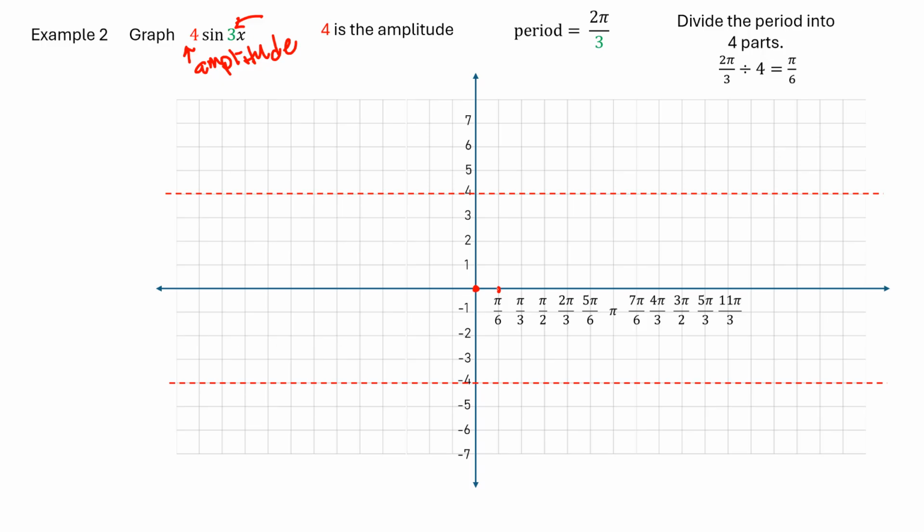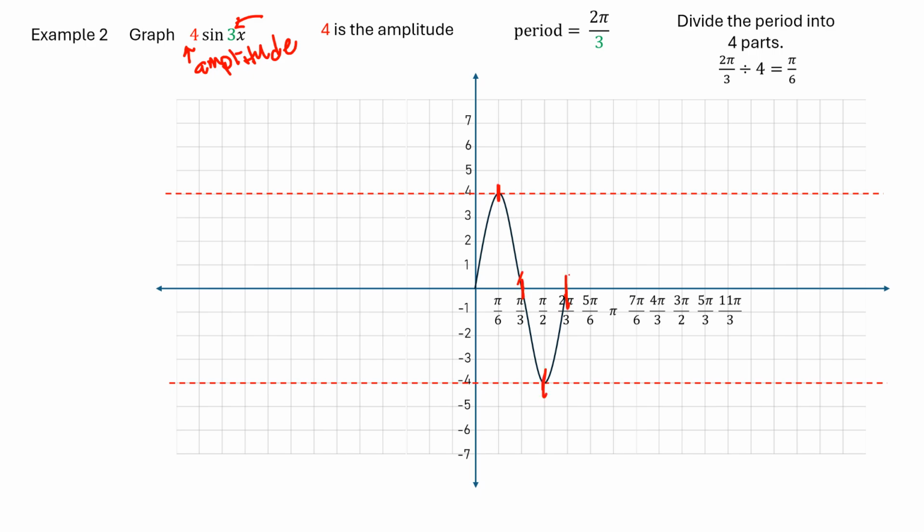So that's going to take me from 0 up to 4. As I go from pi over 6 to pi over 3, I've got to do the second quadrant. I've got to do all those values. So I'm going to be going from the maximum back down to 0. As I go from pi over 3 to pi over 2, I've got to get the next part of this thing done, which is to get all the way down to the minimum. And then as I go from pi over 2 to 2 pi over 3, I've got to get the rest of it done and get back up to 0 again. So I got the whole period done in 2 pi over 3 radians.